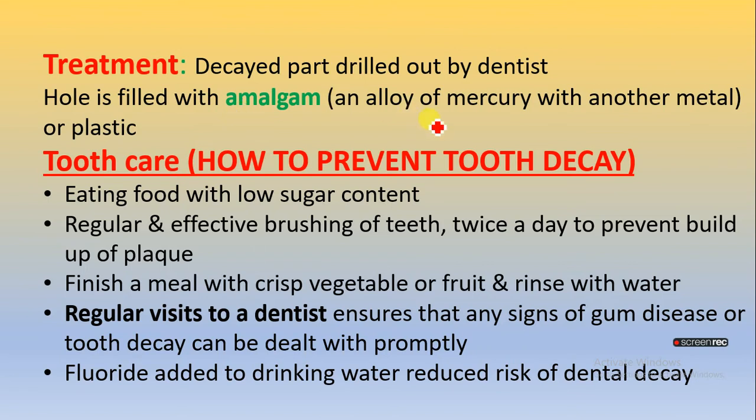One method of preventing tooth decay is to reduce the eating of sugar content. Another way is regular and effective brushing of your teeth at least twice a day to prevent buildup of plaque. The third one is to finish a meal with a crisp vegetable or fruit and rinse with water effectively. Then, regular visits to a dentist to ensure that any sign of gum disease or tooth decay can be dealt with properly. Then fluoride should be added to drinking water to reduce the risk of dental decay. So that's also very important in preventing tooth decay.